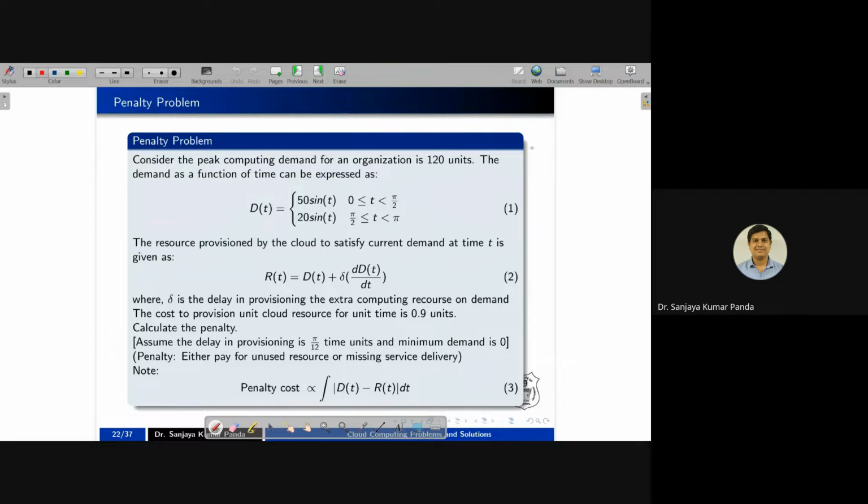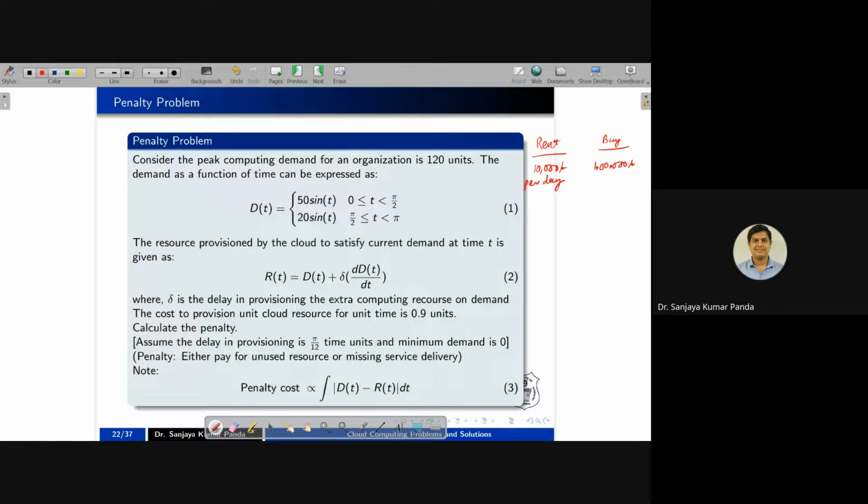For example, suppose you want to go outside, so you want to rent a car. Renting a car takes 10,000 rupees per day. But if you want to buy a car, let's say the cost is 1 lakh rupees. Assume that it is 1 lakh rupees.